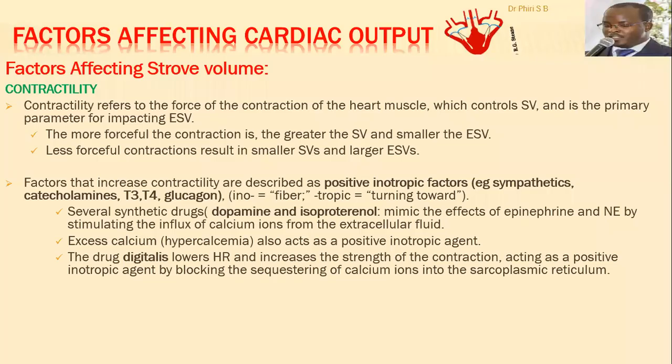So there are several drugs that will have a positive inotropic effect on the cardiac myocardium. These are synthetic drugs like dopamine and isoproterenol that mimic the effects of epinephrine and norepinephrine by stimulating the influx of calcium ions from the extracellular fluid. So these drugs will stimulate influx of calcium from the extracellular fluid into the myocardium, and that is going to intensify the contractility of the myocardium. So the myocardial cells are going to contract with a greater force.